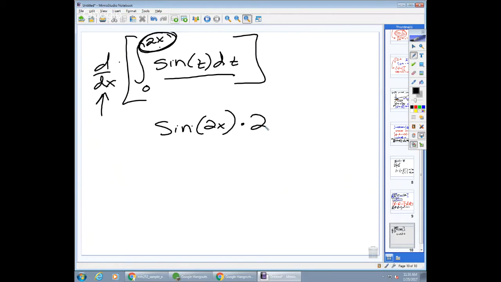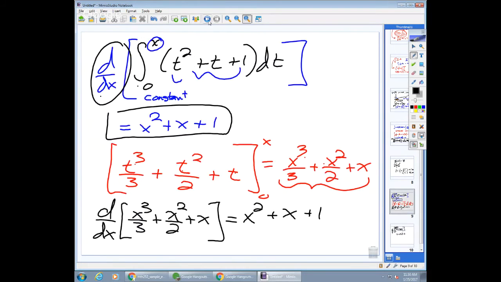The chain rule was secretly acting back here. What's the derivative of x? What happens when you multiply by 1? Nothing, right? So the chain rule is always active. It's always looking out for stuff. Sometimes we just don't notice it.